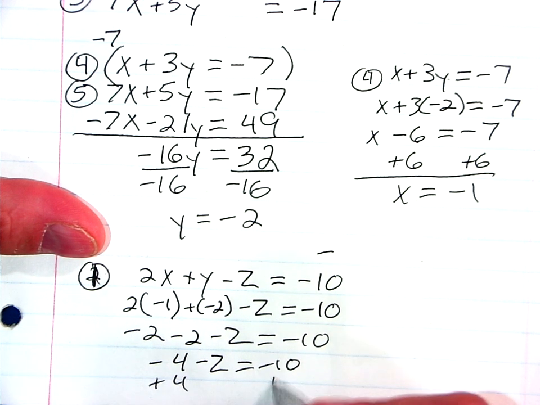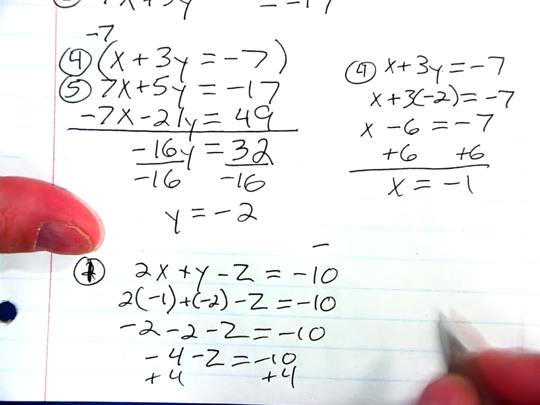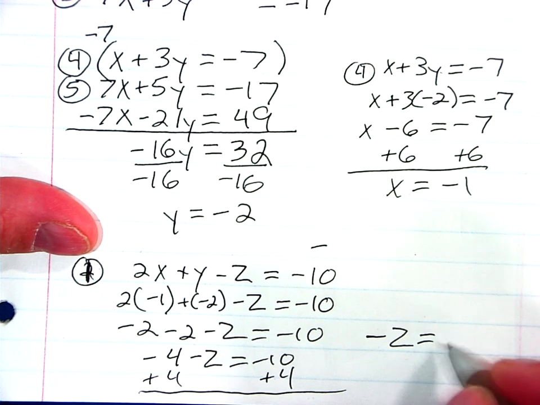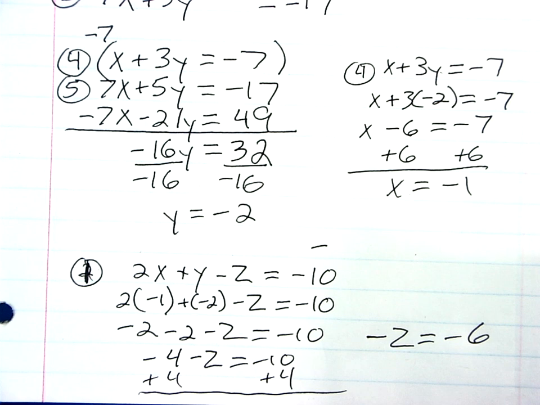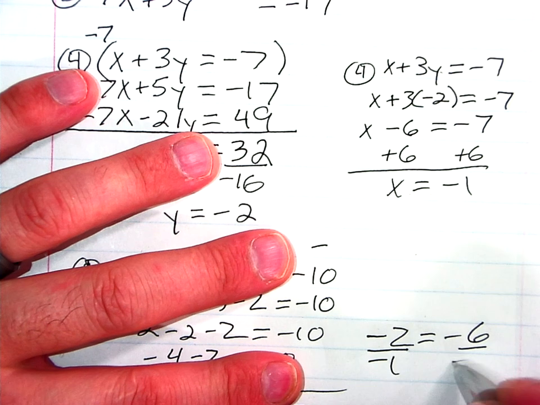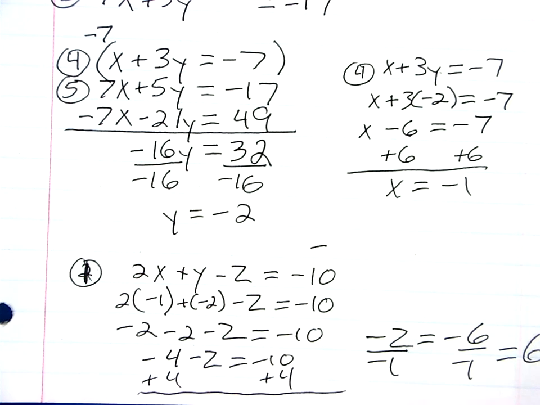Plus 4 plus 4. So now I get -z equals -6. Are we solving for positive z or negative z? Positive z. So I'm going to divide by -1, divide by -1, and get 6.